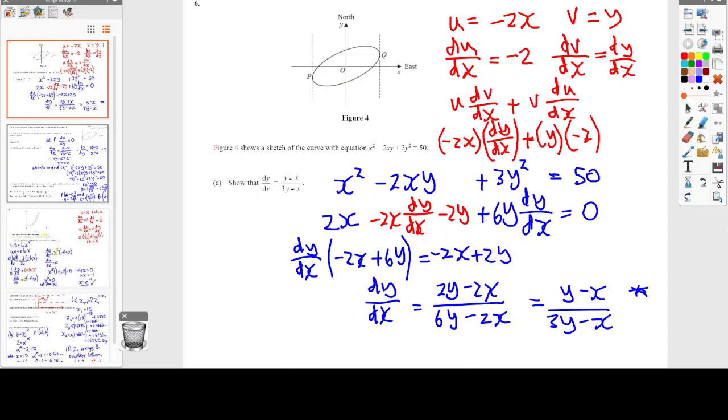So the first one you did was this one here, where we've got to do implicit differentiation, which I've just written down here in blue. So remember what we have to do here. Whenever there's a y, we have to say dy dx. So the first term's fine, x squared becomes 2x.